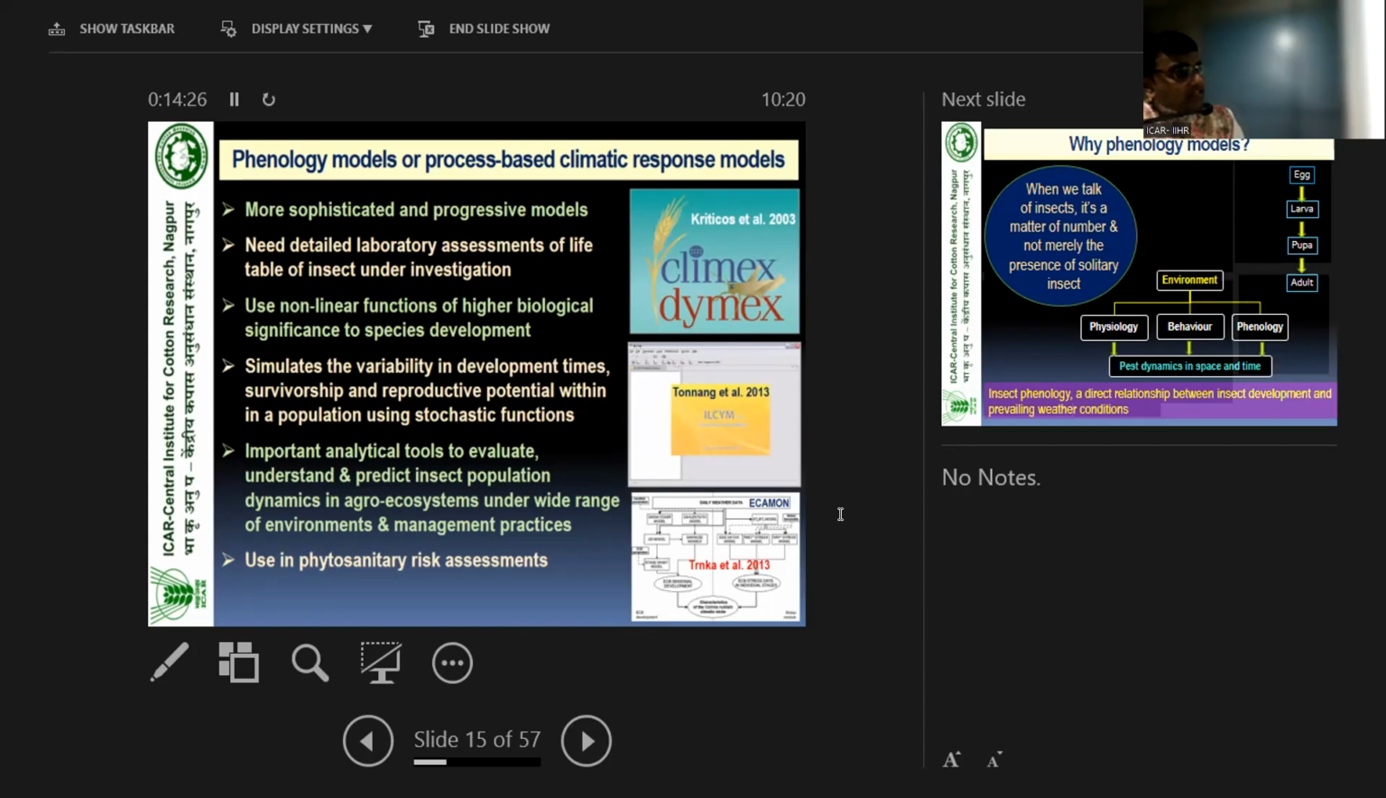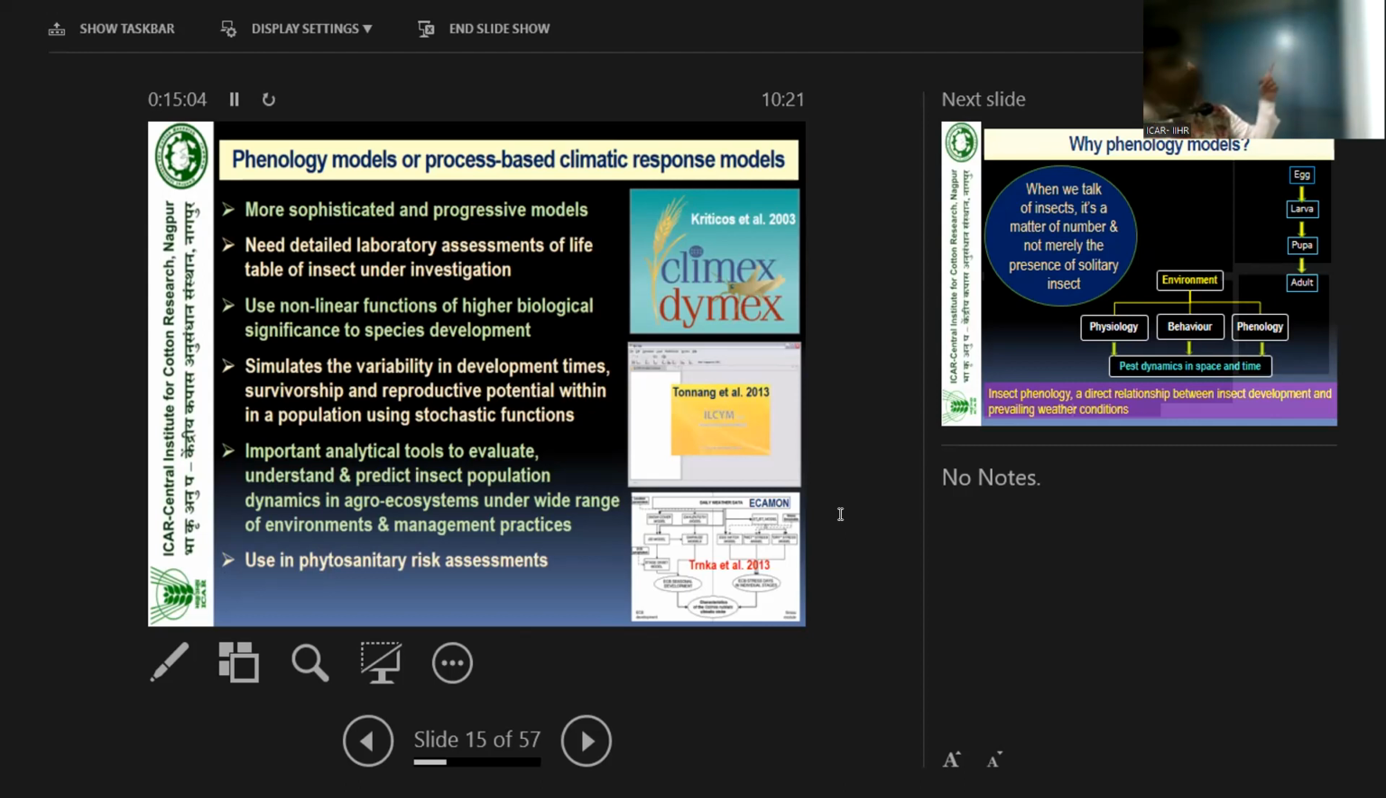Then there are many other tools; I have just highlighted a few. Then what exactly is different in these models, that they are more sophisticated and more progressive? Why are they more sophisticated? Because they need detailed laboratory assessment of the life table of the insect under investigation. For the insect for which you want to study the phenology, ecology, or response to changing climate, you need detailed laboratory investigation and again field data to validate. That's why they are more progressive, more sophisticated.